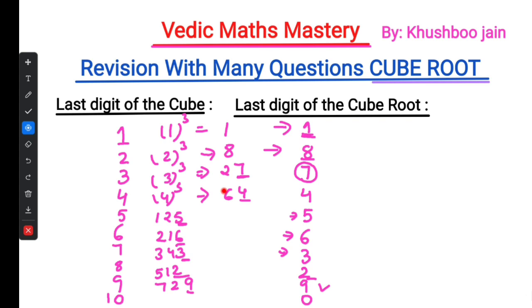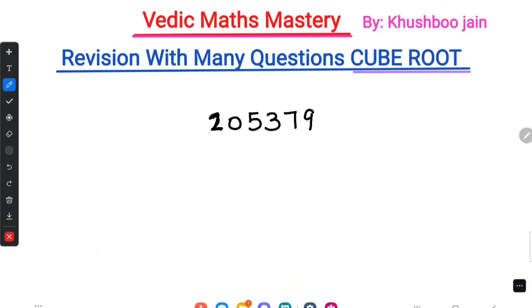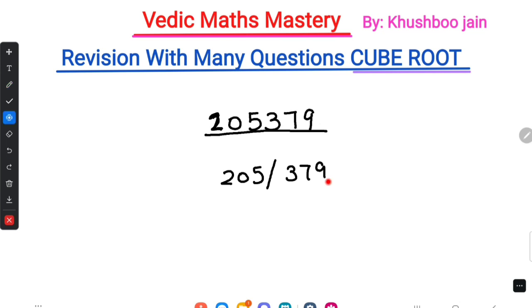So you will definitely fulfill all your confusions through this video. You will clear it because I'll give you very many questions. Okay, so just move to the next window. So see, this is the question: we can represent 205 slash 379. As I told in my last video, you have to count from right to left.